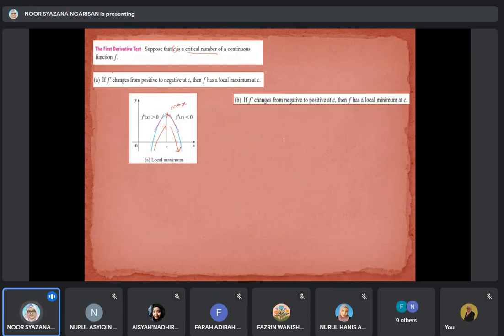Okay. If f prime changes from negative to positive at C, then f has a local minimum at C. Okay, tapi kalau negative to positive, mula-mula dia decrease and then increase. Okay, because from negative to positive, and then we have a local minimum. Okay, point dekat sini akan jadi minimum point. Here, local maximum or maximum point. Here we have local minimum or minimum point.